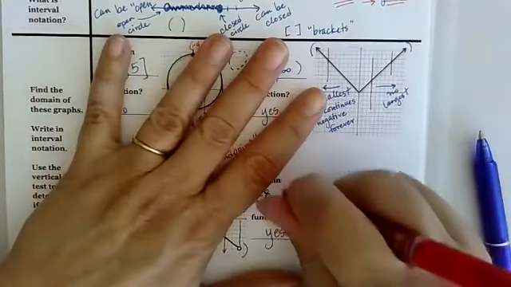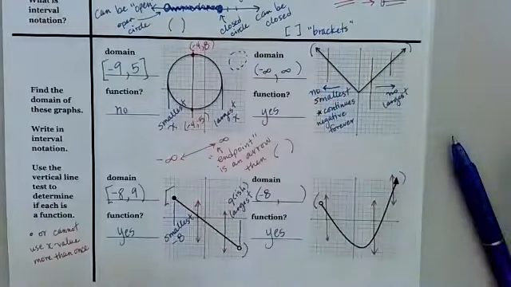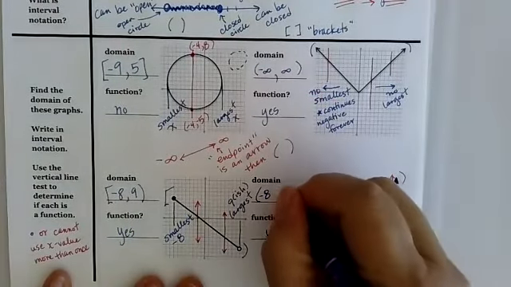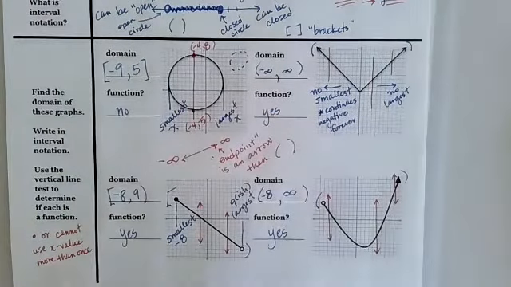What did I do? I counted these blocks. This is an arrow. This is infinity. There we go.